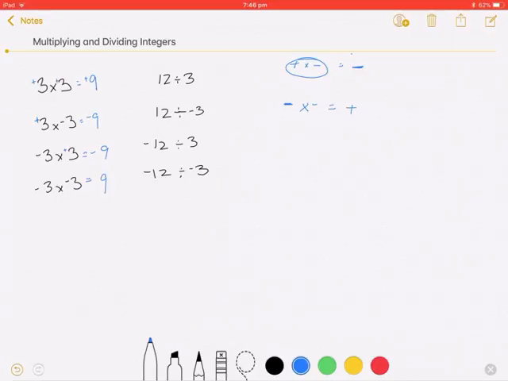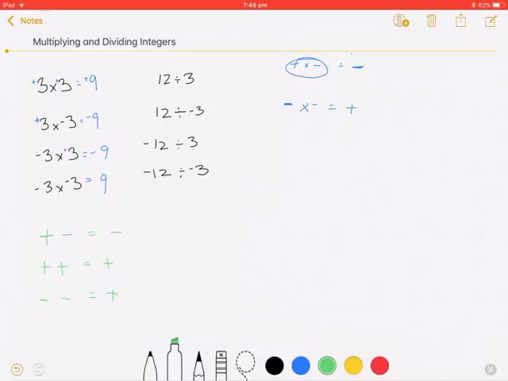The same rules apply for division as well. So if you've got a plus and a minus, it's going to give you a minus. If you've got a plus and a plus, it's going to give you a plus. You got a negative and a negative, it's going to give you a plus as well. So it's kind of fair, I guess.